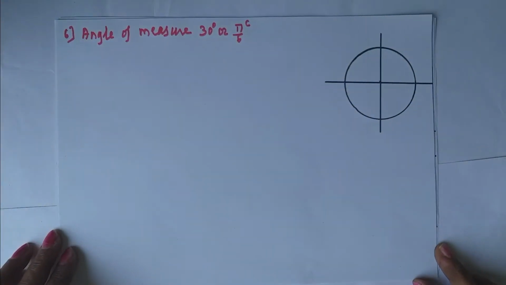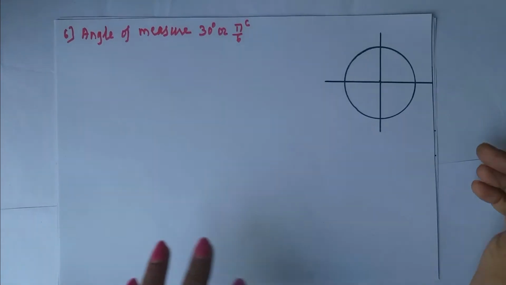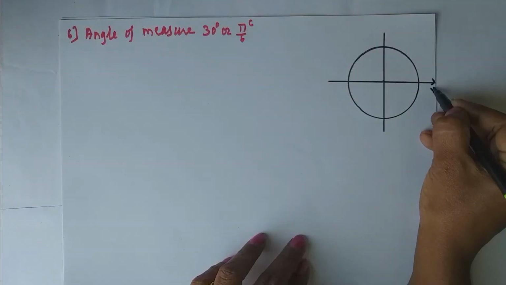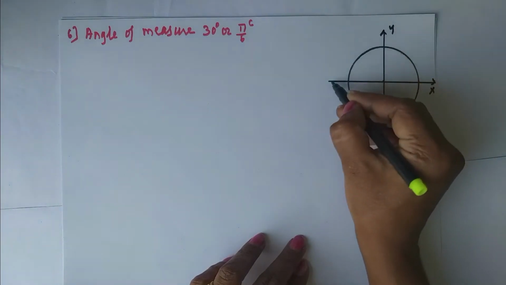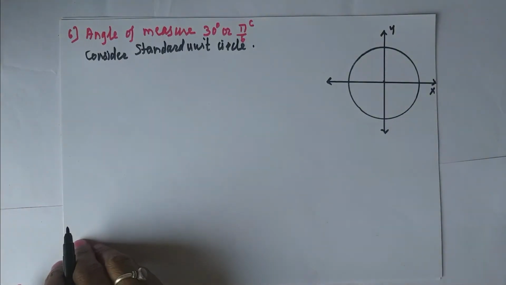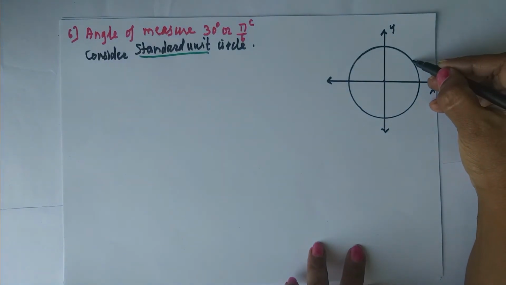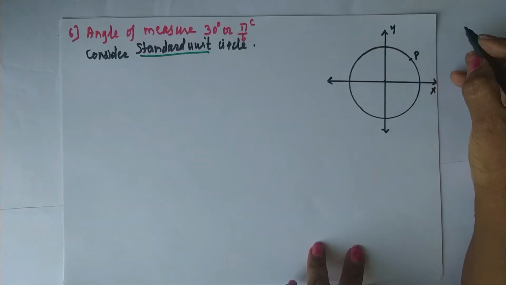Then we will find trigonometric ratios of an angle of measure 30 degree or pi by 6 radians. Again you consider your plane coordinate system. This is x-axis, this is y-axis. You again consider the standard unit circle. See here, in each and every case we are considering the standard unit circle and finding out values of trigonometric functions. Okay. Now angle of 30 degree means what? Where will point P lie? Point P will lie in the first quadrant somewhere here. Suppose point P lies here.